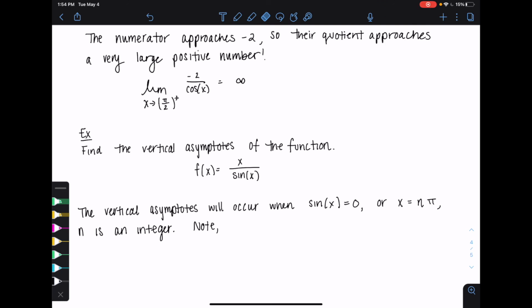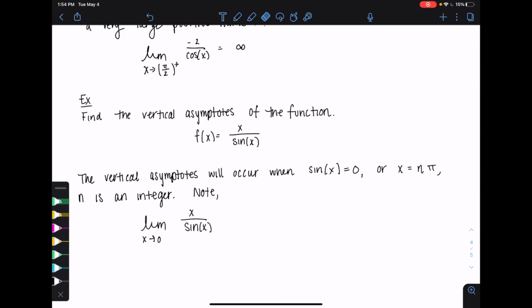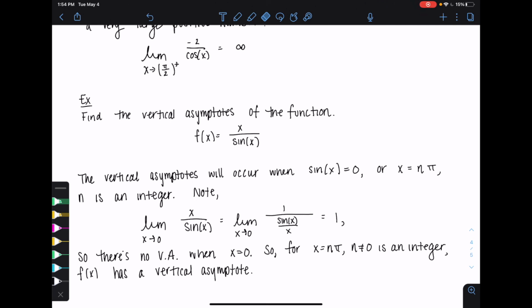Okay? But we do have one particular case that we have to also look at. So the one thing you want to notice is that if you take the limit as x approaches 0 of x over sine of x, this is our hidden limit in disguise. So I can go ahead and rewrite it. If I take 1 and divide it by this fraction, you would multiply by the reciprocal to get this. And that bottom goes to 1. So really, there's no vertical asymptote at 0 itself. So if I try to plug in 0, that's 0 over 0, my indeterminate form.